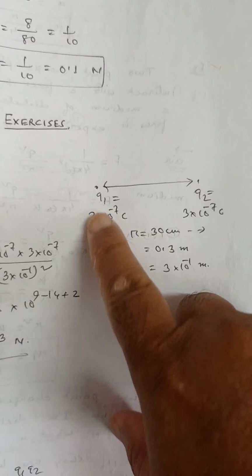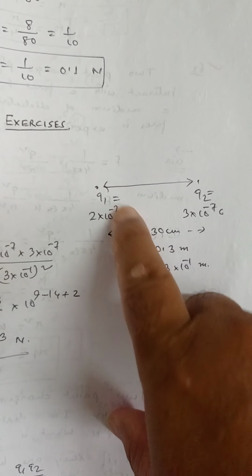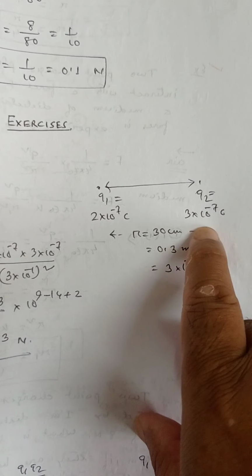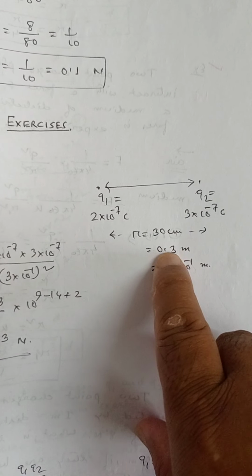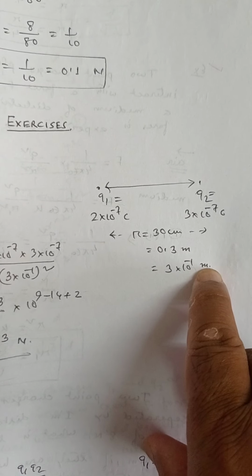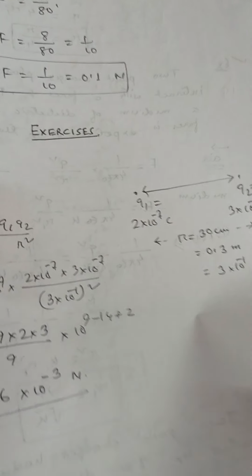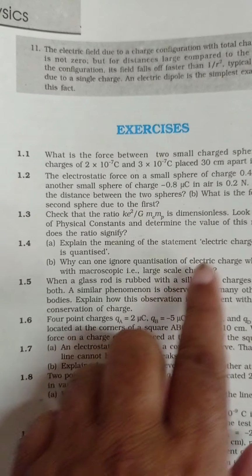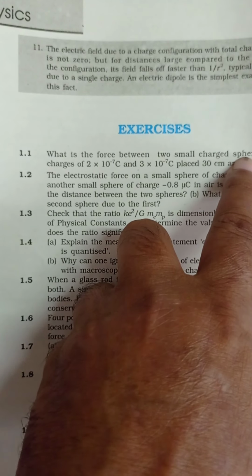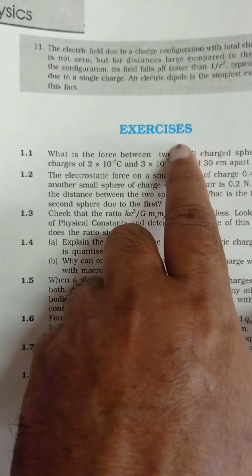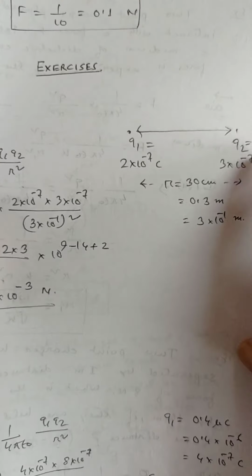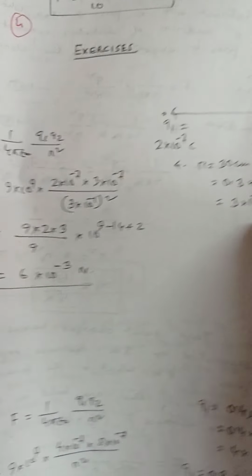So one charge is 2 into 10 to the minus 7 coulomb and the other charge is 3 into 10 to the minus 7 coulomb. The distance of separation between them is 30 centimeter, so 0.3 meter, so 3 into 10 to the minus 1 meter. Coulomb's law is applicable for point charges, but our small charged spheres can be considered as point masses.